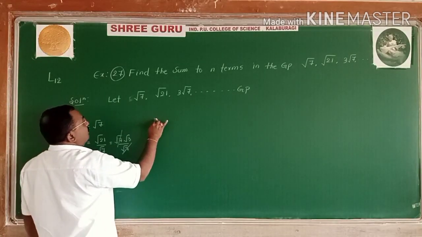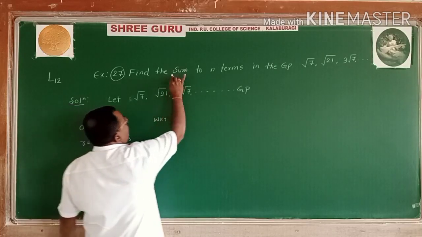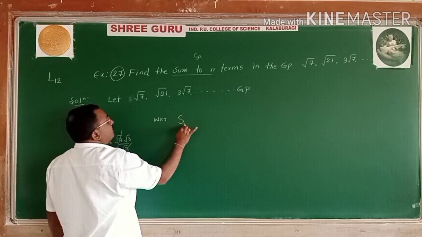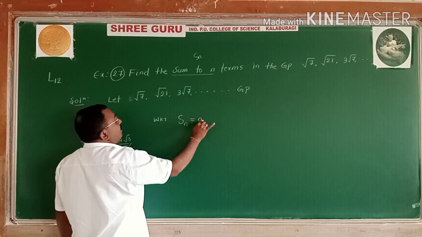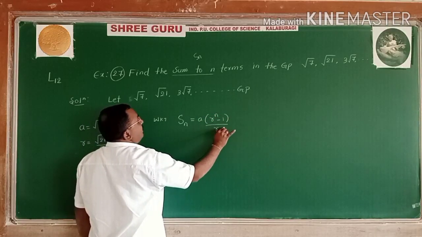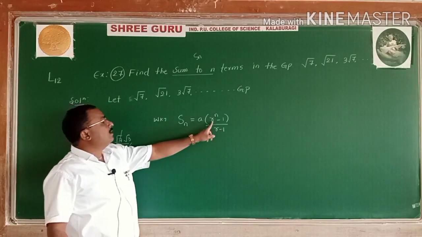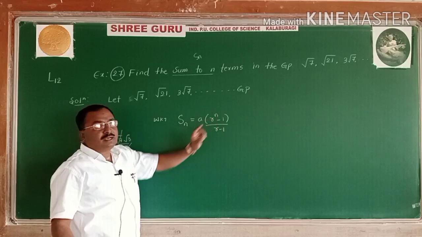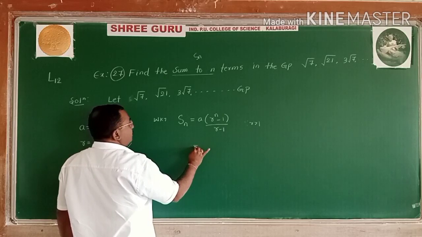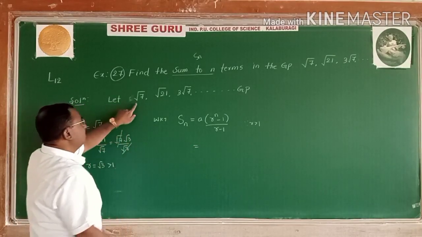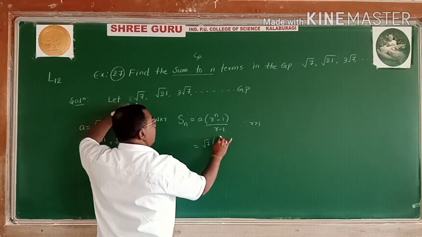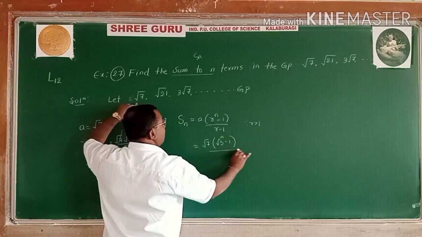We know that the sum to n terms is Sn. For a GP, if r is greater than 1, the formula is first write r to the power n minus 1 divided by r minus 1. If r is less than 1, second write. Because r is greater than 1, substitute the a value, root 7, and the r value, root 3. Sn is root 7 times root 3 to the power n minus 1 divided by root 3 minus 1.